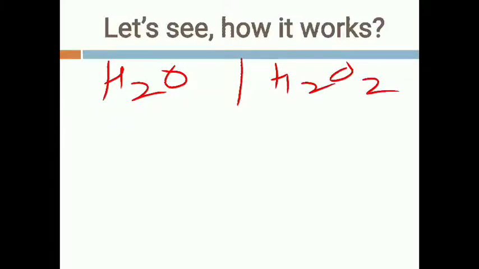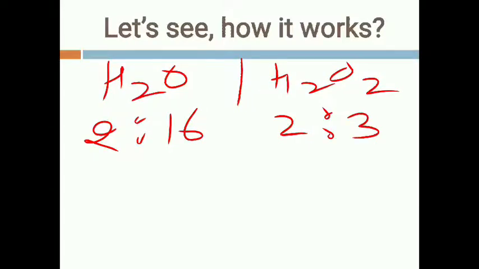Suppose I take water, and another compound of hydrogen and oxygen is hydrogen peroxide. In water, the ratio of mass of hydrogen and oxygen is 2 is to 16. In hydrogen peroxide, again hydrogen is 2, since hydrogen is 1 AMU, so 2 hydrogen means 2, and 2 oxygen are there, so this time it is 32. This law says that we have to choose one element. Say I choose oxygen.